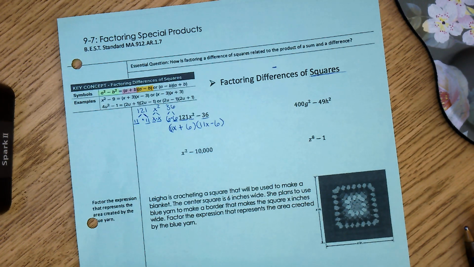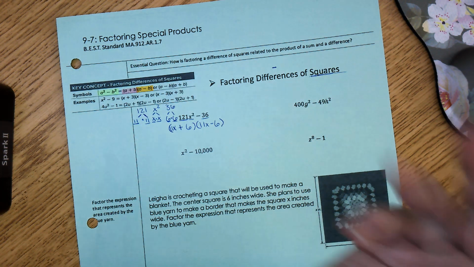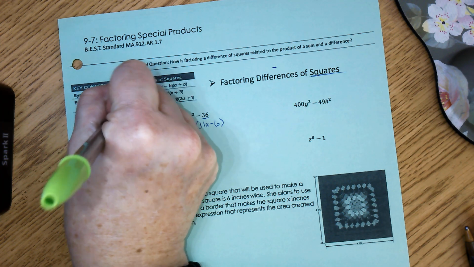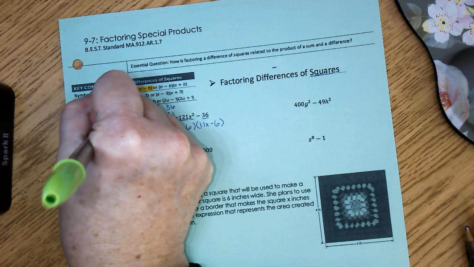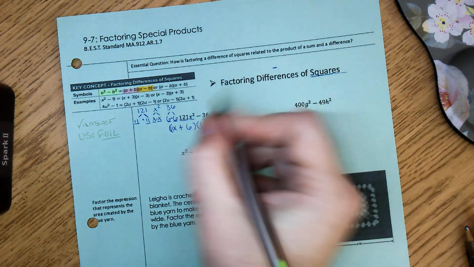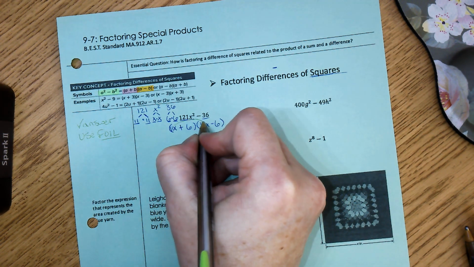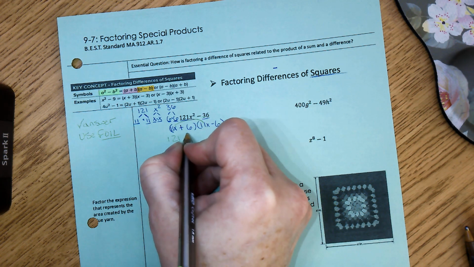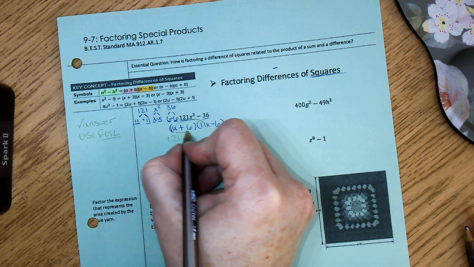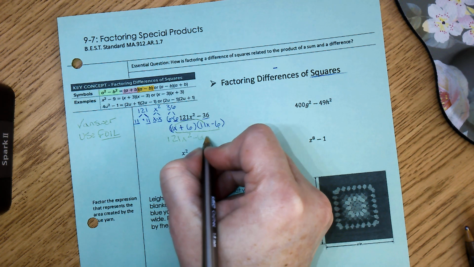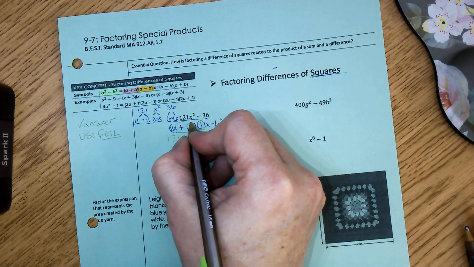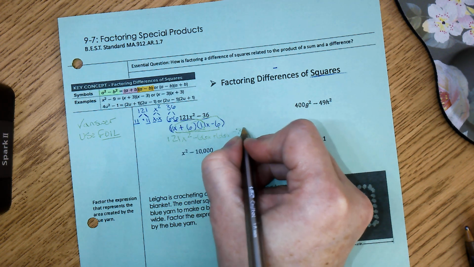And if you're not sure if you're right or not, you can check your answers. You can FOIL it. So we have our first, 11x times 11x is 121x squared. And then we have our outside, which is a minus 66x. We have inside, which is a plus 66x. And then we have our last, which is minus 36.